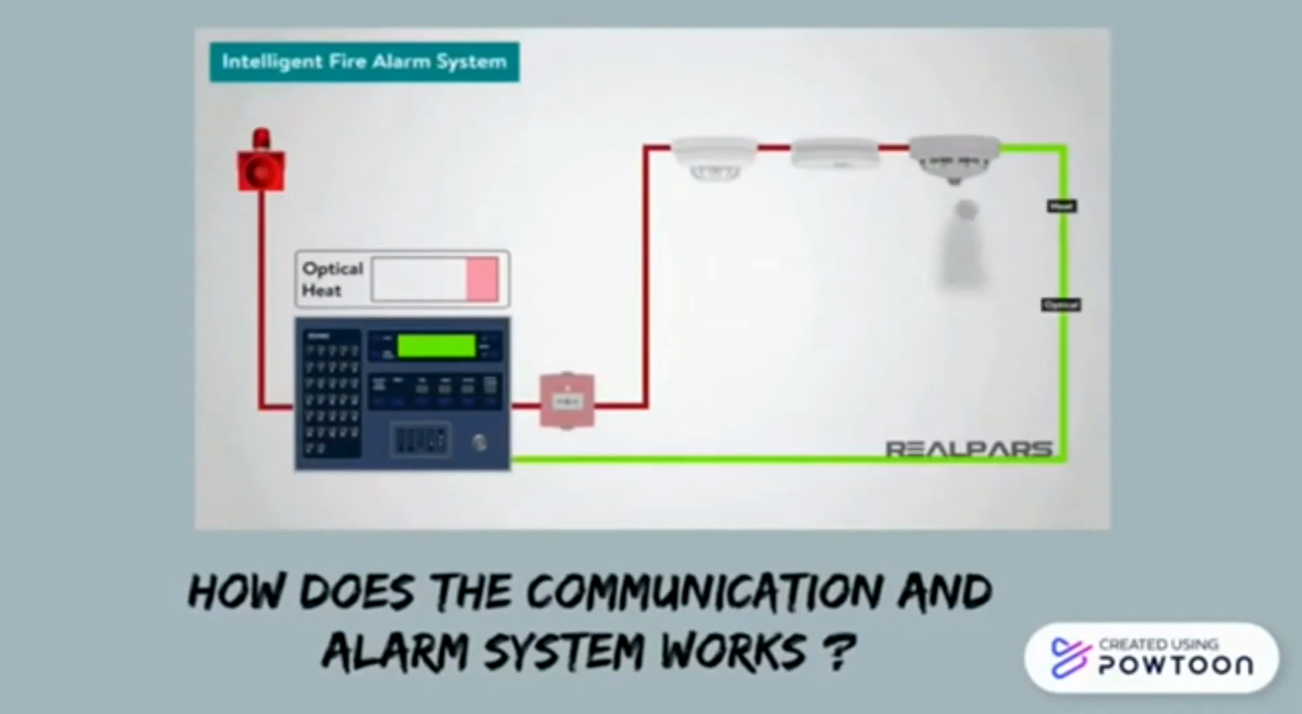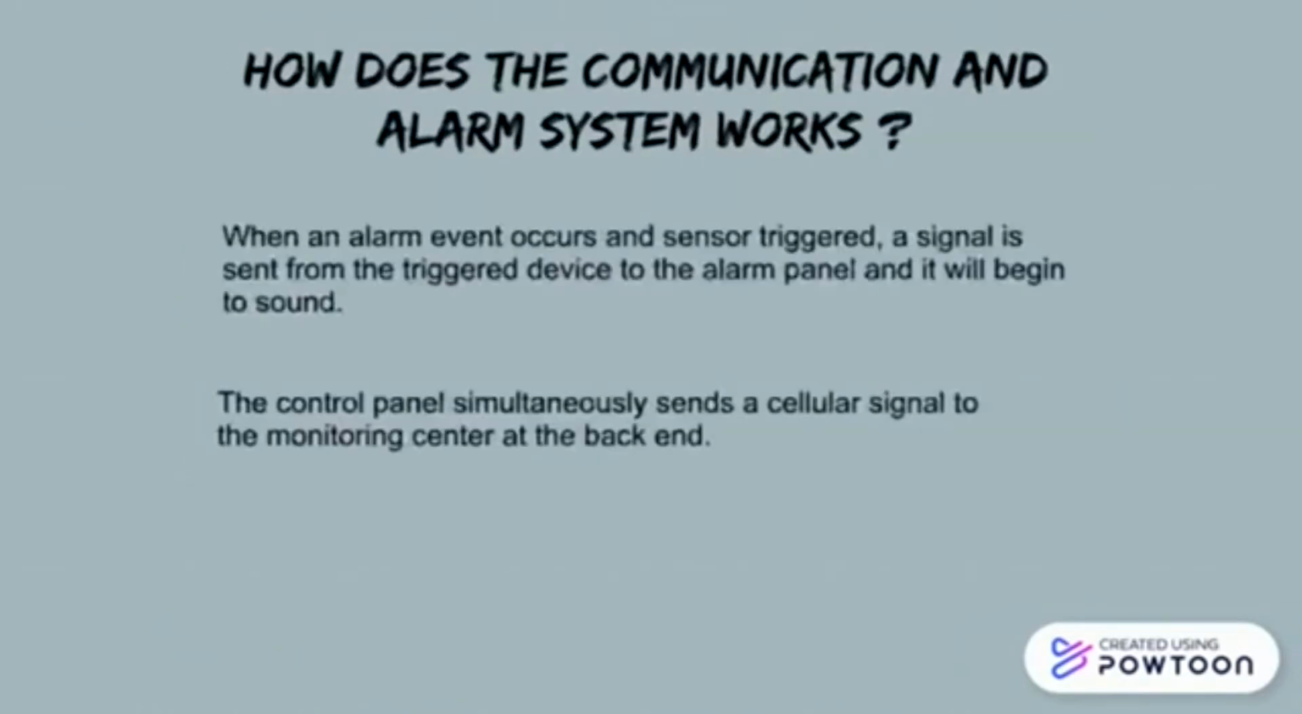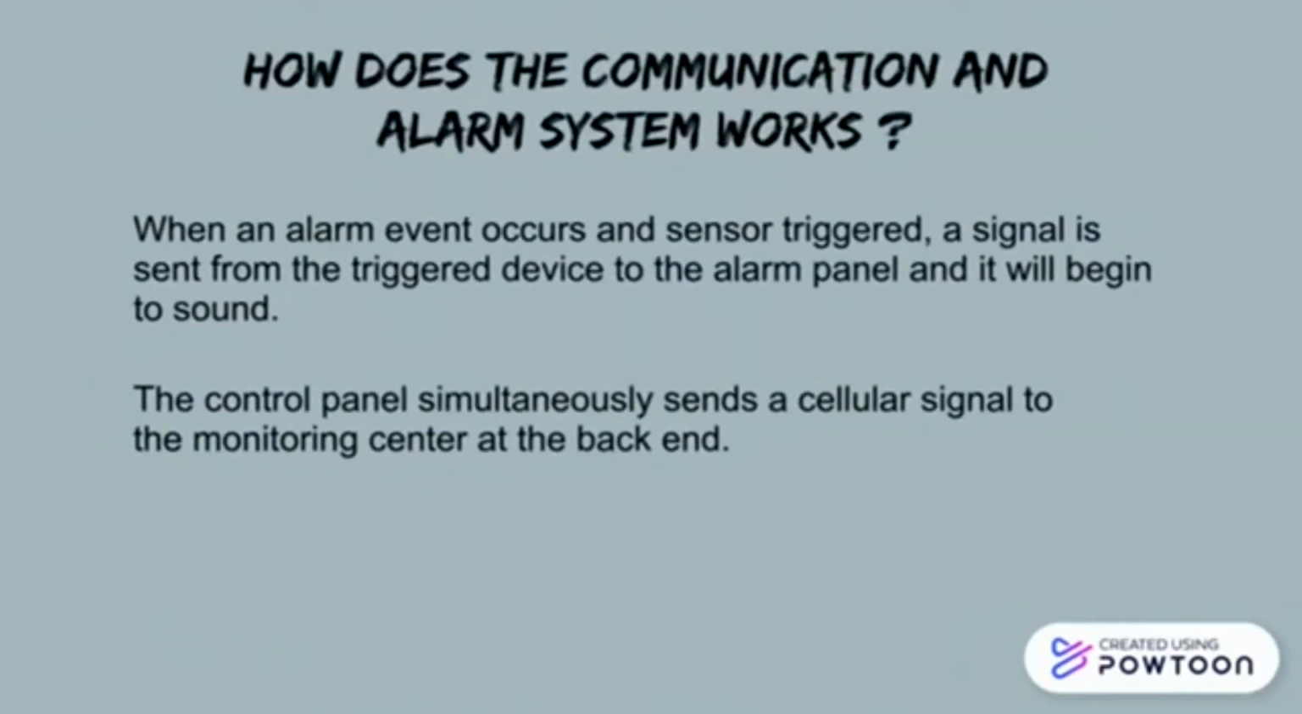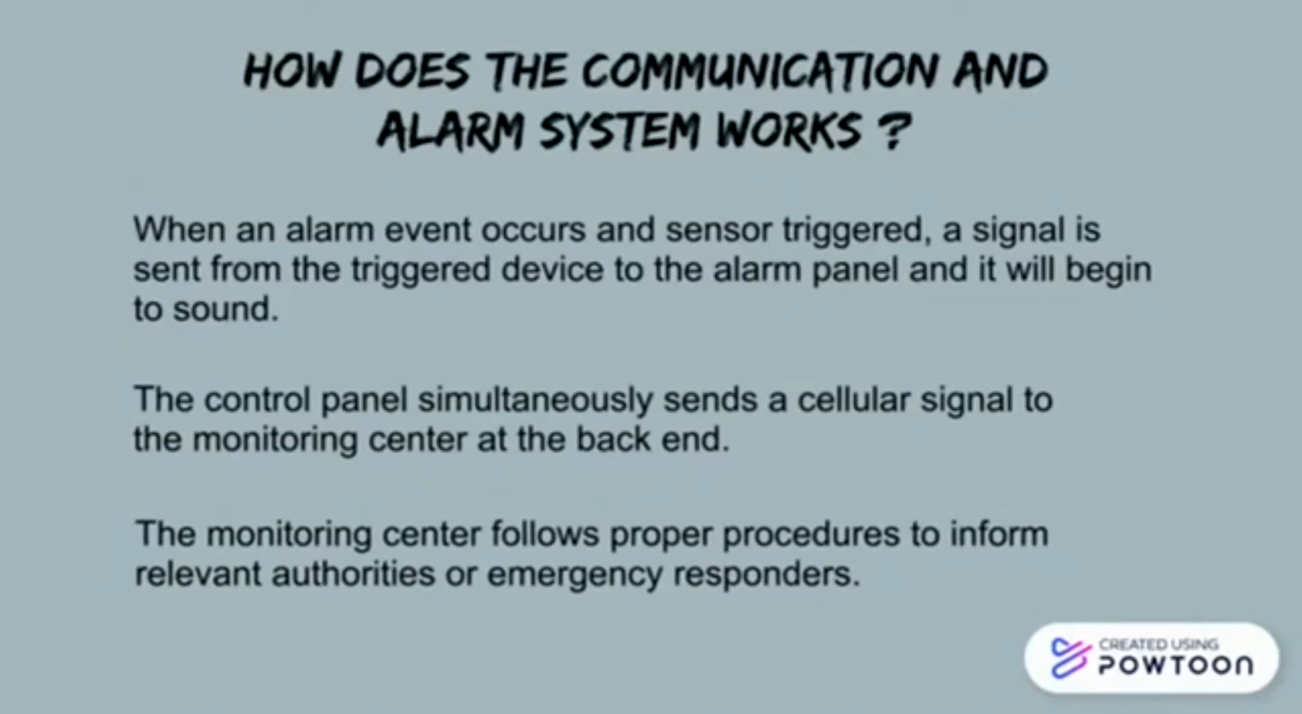How does the communication and alarm system work? When an event occurs and a sensor triggers, the signal will be sent to the alarm panel and it will begin to sound. The monitoring center starts to inform the relevant authorities or emergency responders.